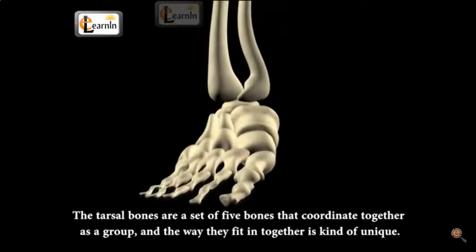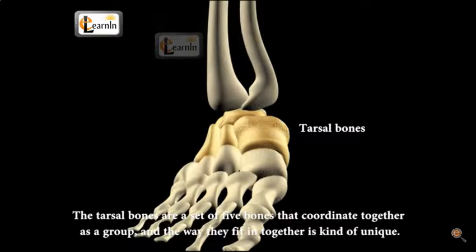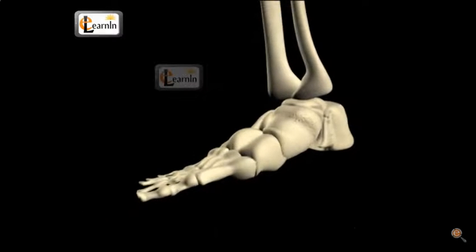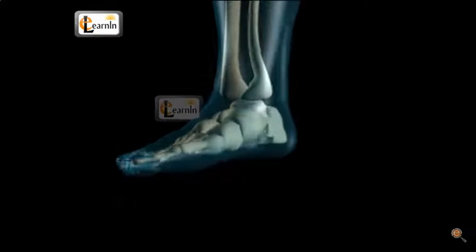The tarsal bones are a set of 5 bones that coordinate together as a group, and the way they fit together is kind of unique, especially the way they lock and unlock themselves to provide movement of the foot in different directions. The ankle joint is a pivotal point for movement of the foot. It allows the foot to bend up and down.